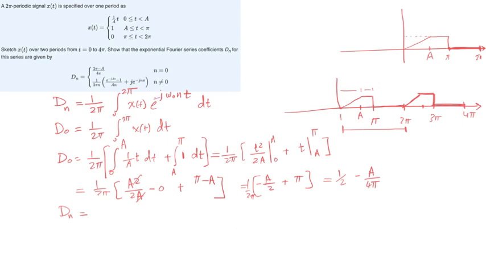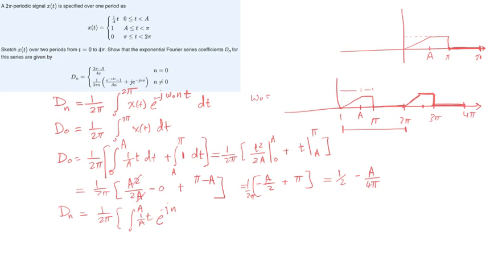So that one is, again, you have the two, so 1 over 2 pi, and you have the two integration intervals. So you need to integrate from 0 to a. Your signal in that case is t multiplied by 1 over a, and then e to the minus j n omega naught t. First of all, what's omega naught? T is 2 pi, so 1.